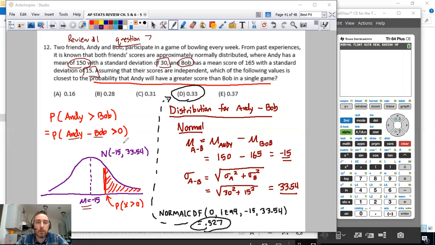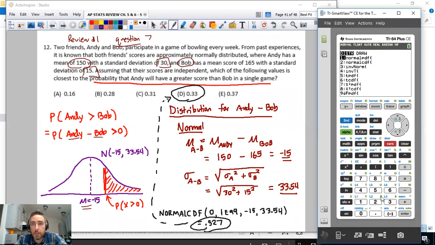We want to know what is the probability that when Andy and Bob play together, Andy's going to score greater than Bob, meaning that their difference of scores is going to be greater than 0. This is a normal CDF question. Second vars, 2. Your lower bound will be 0. Your upper will be infinity, 1e99. Don't mess around with 1,000. Just put 1e99, 1, second comma, 99. That's the highest possible number.